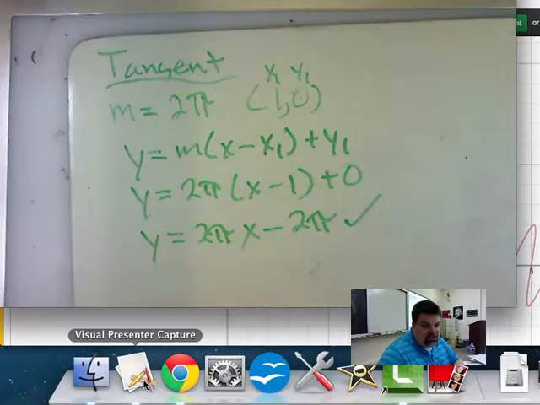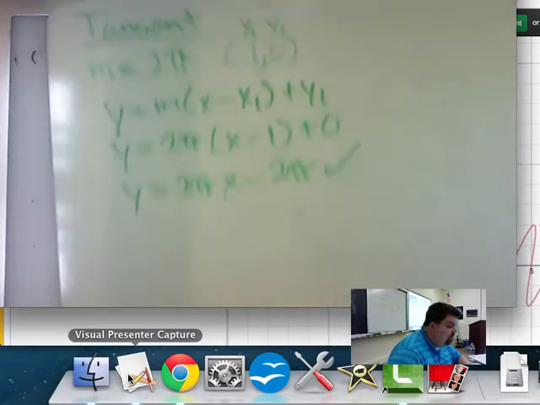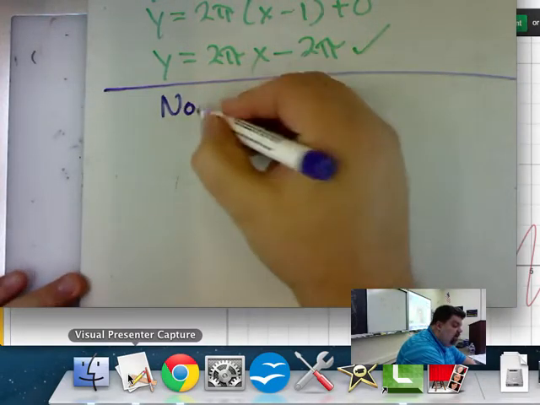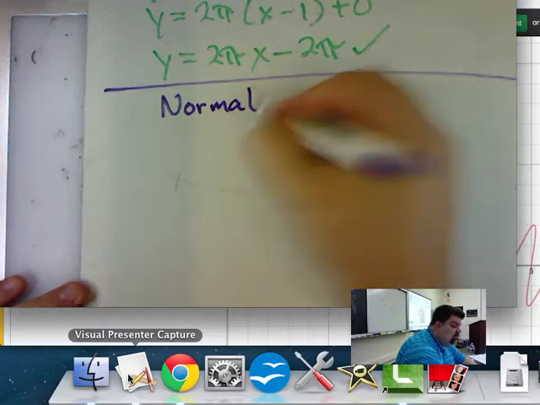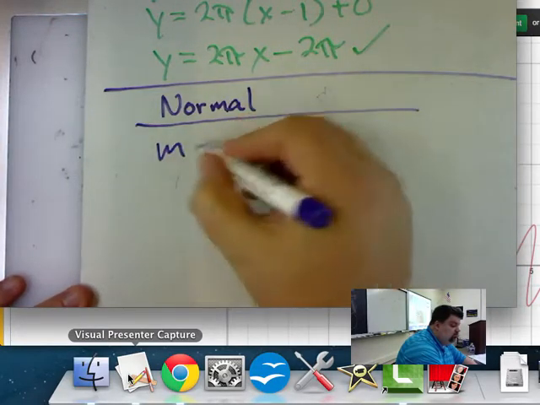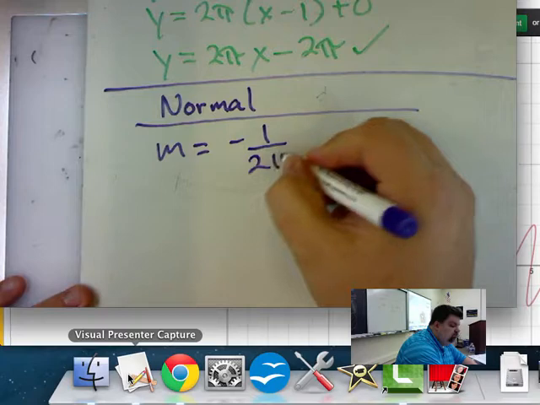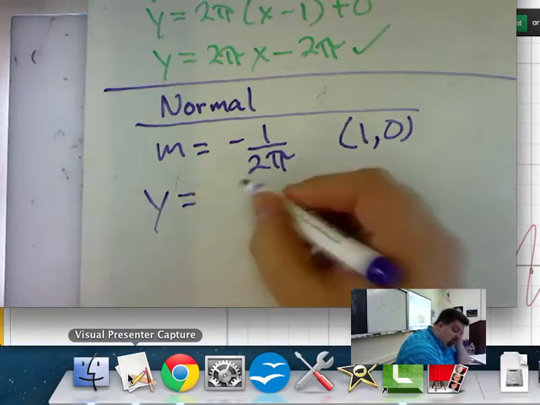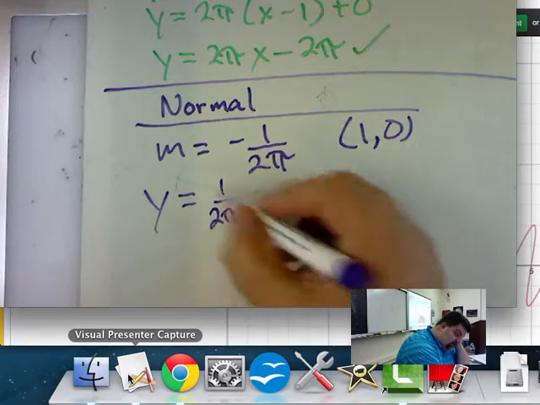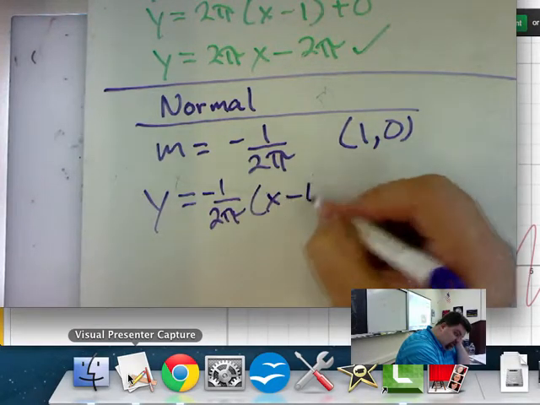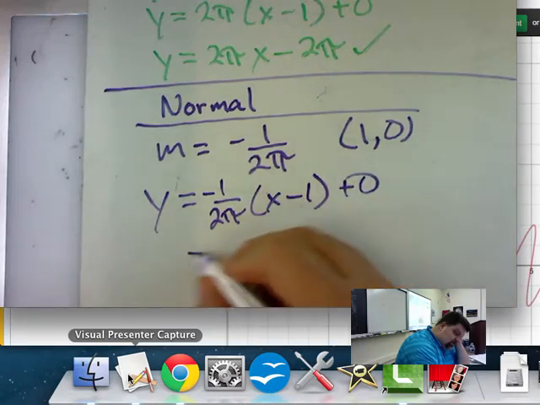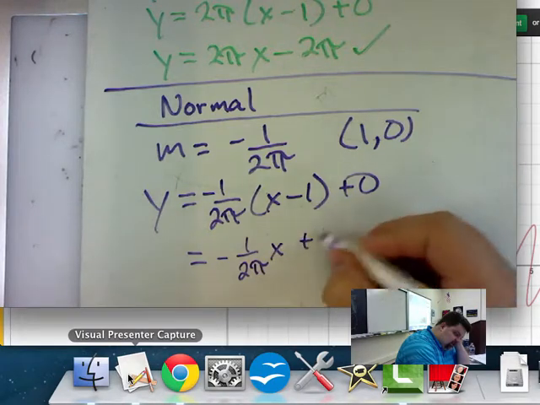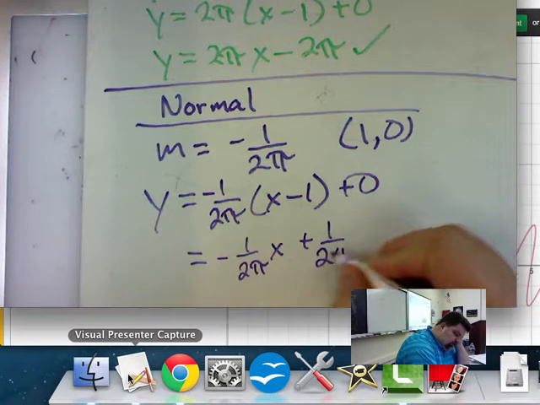Sorry, we got to do the normal line. Oh, long day. So now for the normal line, what do I have to do differently? You have to use the negative reciprocal for the slope. So now I'm going to say y is equal to negative 1 over 2 pi times x minus 1 plus 0. So I've got negative 1 over 2 pi x plus 1 over 2 pi.